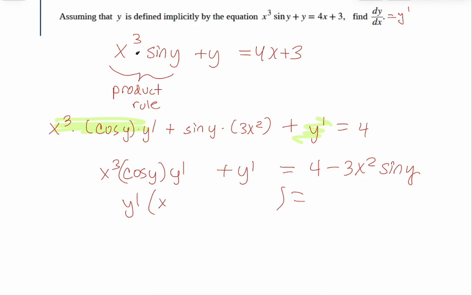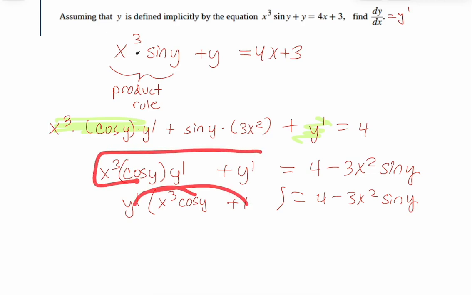So we get x cubed cosine of y plus 1. Now don't forget the plus 1, because the plus 1 would be what would be needed there if we redistributed to get this here. So if you factor out a y prime from y prime, always leave a 1 in its place.